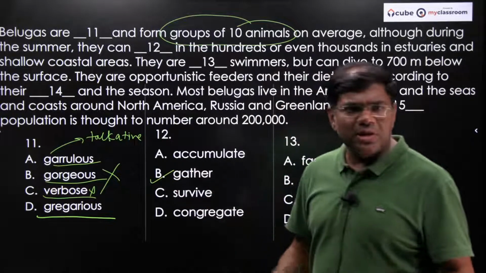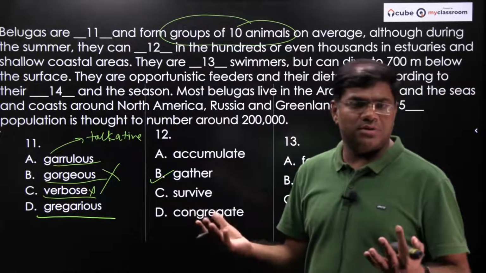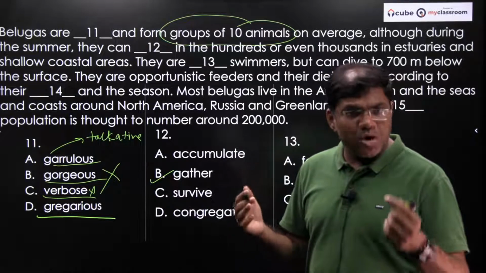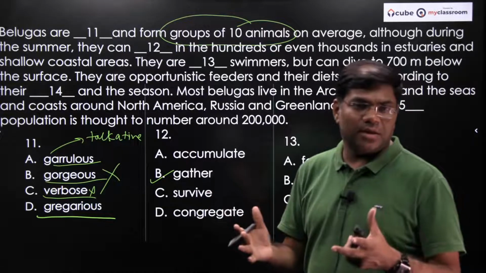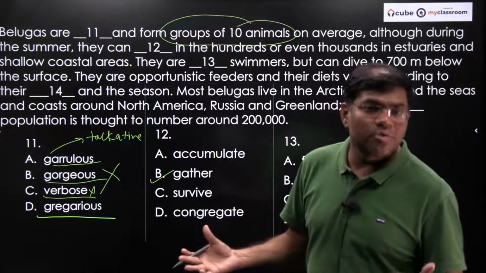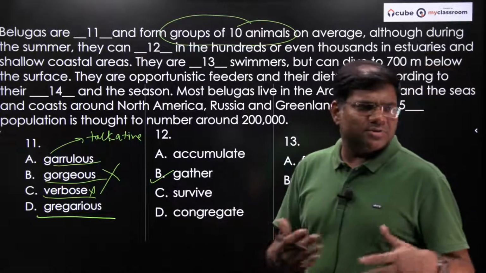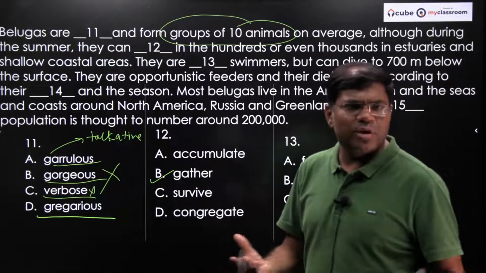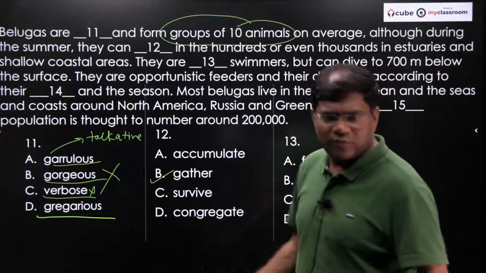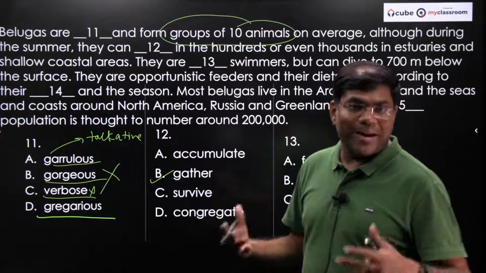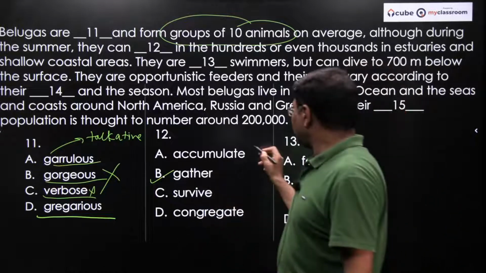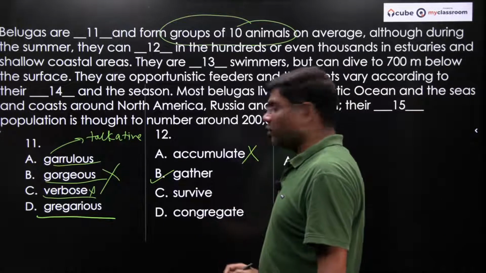You don't say the animals are accumulating in hundreds. Accumulating as a word is used when you are collecting something. And you don't say I am accumulating cows and pigs. You don't accumulate cows and pigs. You accumulate some money, you accumulate the papers, you accumulate something lying on the floor, but you don't accumulate pet dogs and cats. So this is not the right word. You can't use it for animals or for living things.